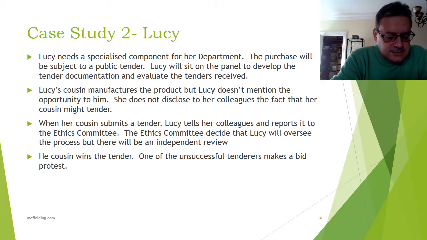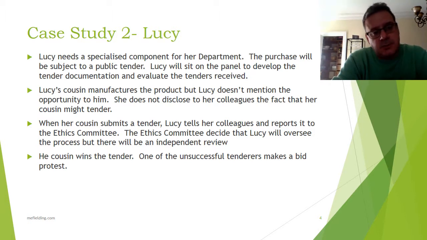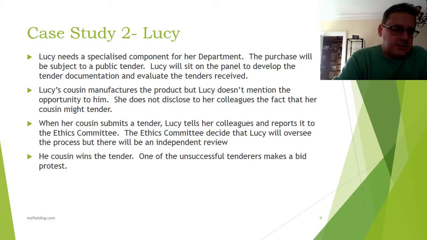She also doesn't tell any of her colleagues, and here it doesn't say which colleagues, the fact that her cousin might tender. So whether it's the people on the panel, or the people that she works with, or her boss, she hasn't told anyone at this stage. So make that assumption that she hasn't told anyone. The cousin subsequently submits a tender, finding it however people find these things, and Lucy tells the colleagues and reports it to the ethics committee. So this organisation has an ethics committee.